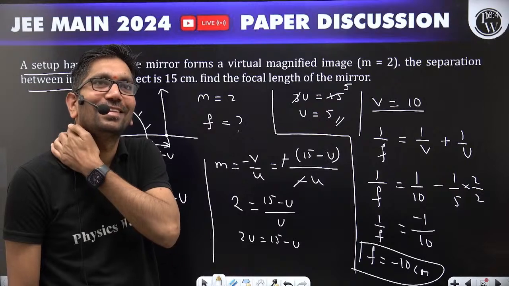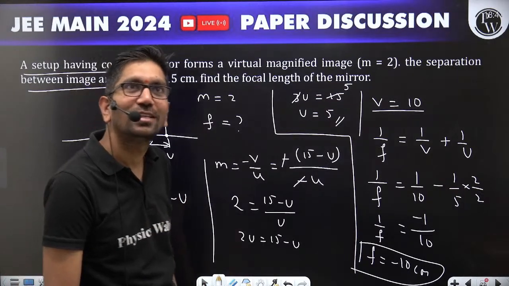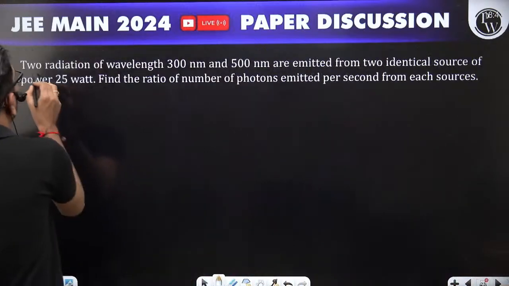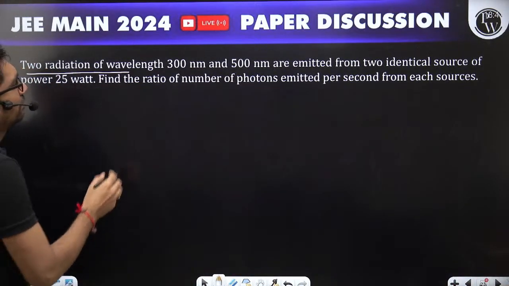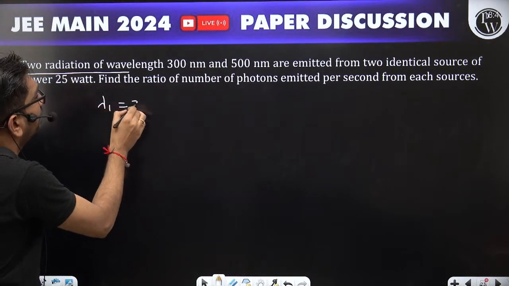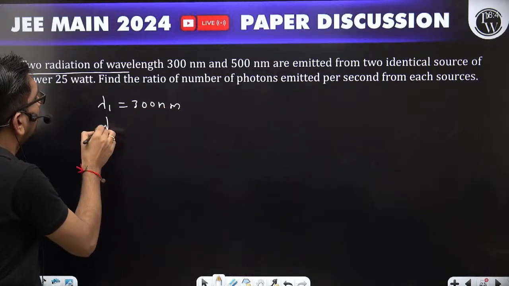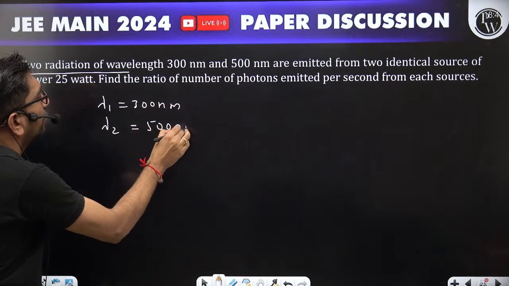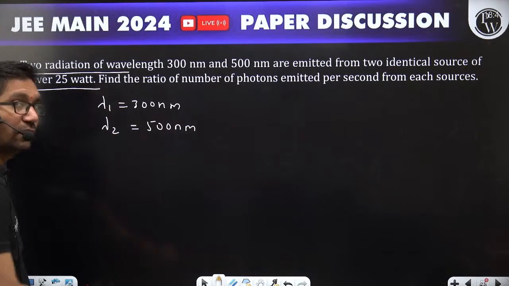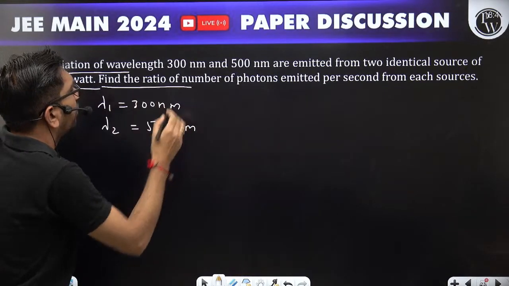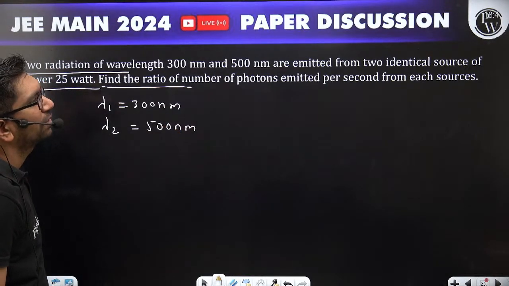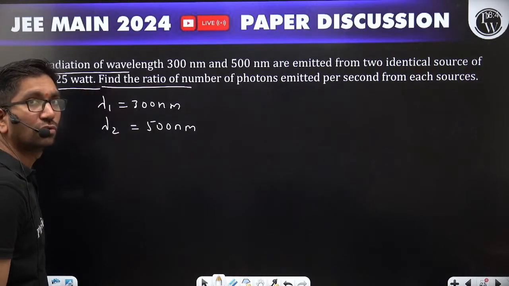Okay. Chalo beta, let us move toward the next question. Two radiations of wavelength 300 nanometer and 500 nanometer are emitted from two identical sources of power 25 watts. Lambda 1 is 300 nanometer and lambda 2 is 500 nanometer. Find the ratio of the number of photons emitted per second from each source.